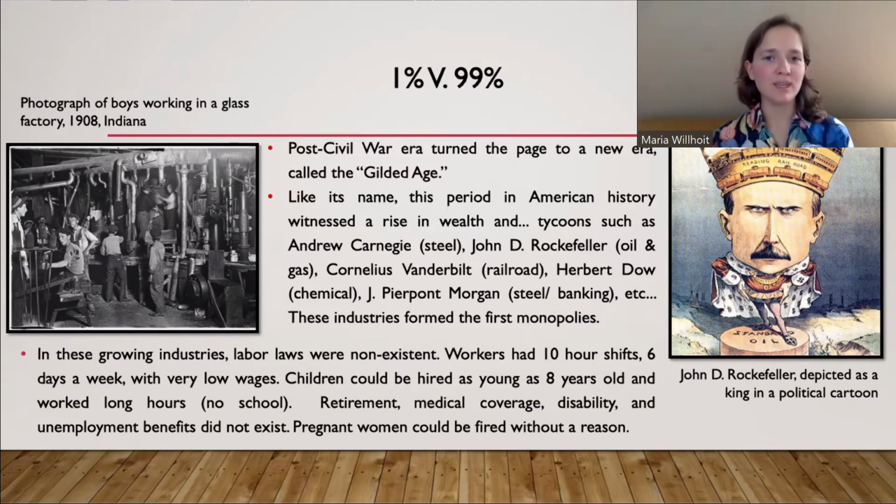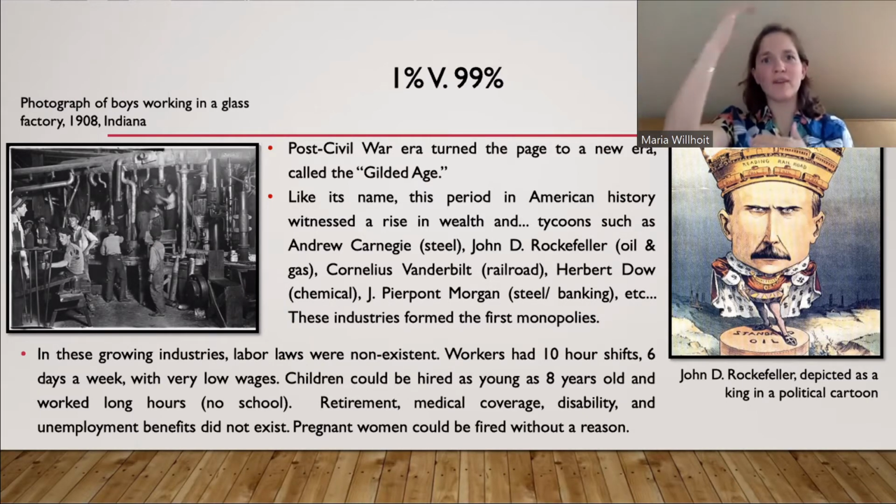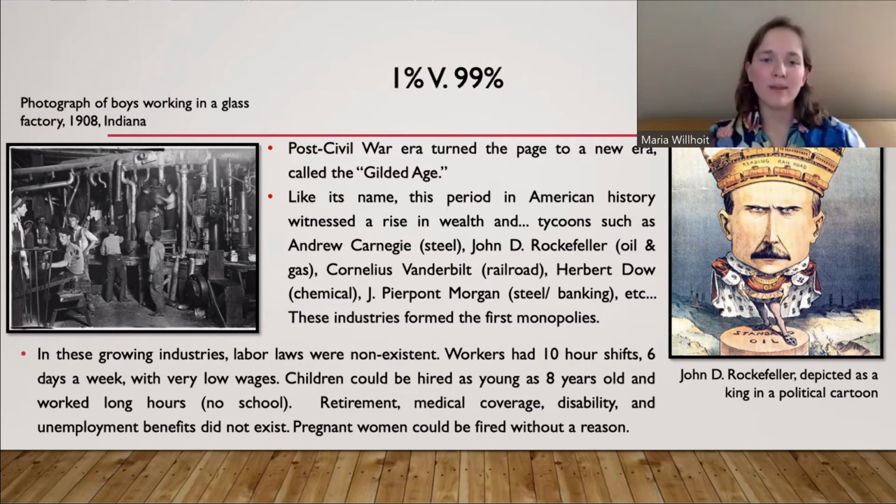This is where we start to get the 1% versus the 99%, which is still a phrase that we use today. Unfortunately, in America, we still have large numbers of very wealthy people, millionaires and billionaires who own a lot of wealth in our country. I would say it's not as drastic as it is in Ukraine or Russia, but we still have a problem. We still have a gap between very, very wealthy and poor, and not even just poor, middle class. But this is the period where it really starts to show.